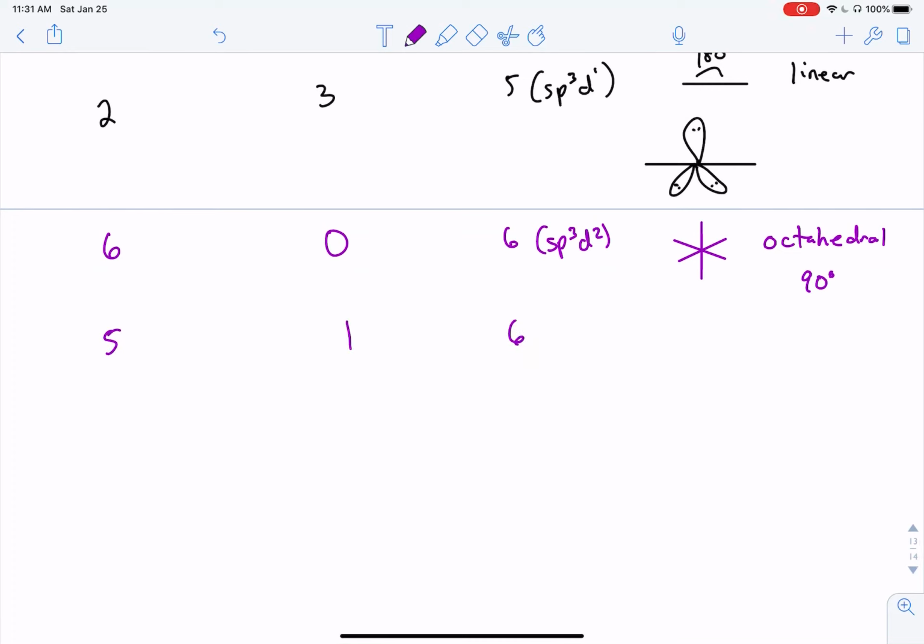5, 1. Okay. Doesn't matter which one you take away when it's 1, but I just start on the top. So if I take away the top one, what's the shape that's left? Pyramid, what base? Square pyramidal. That's why I draw it like this. So this is square pyramidal.